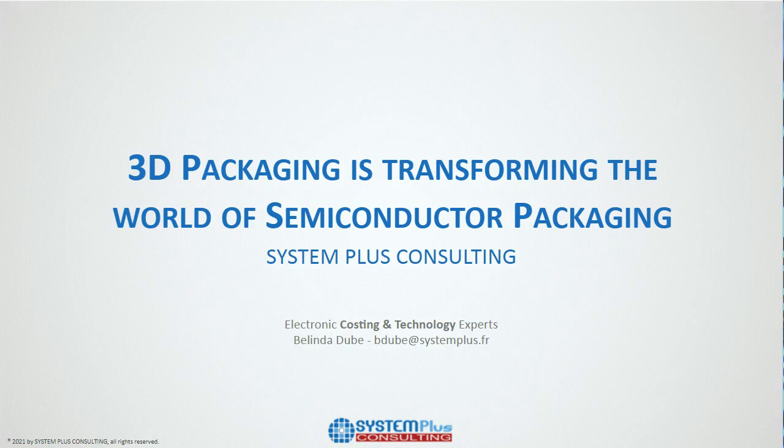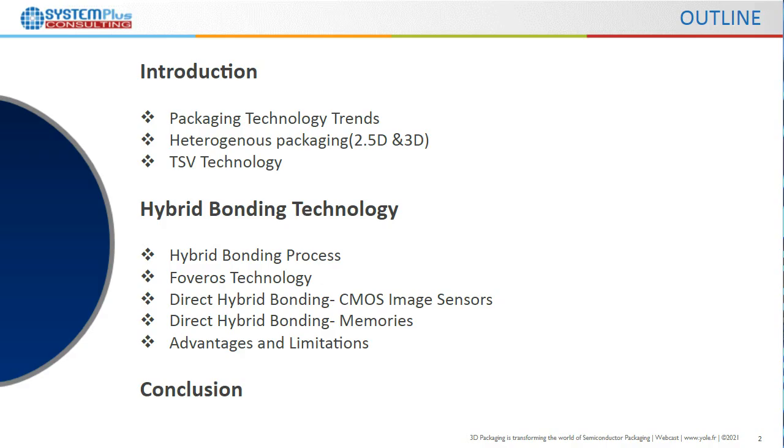I am mostly going to concentrate and highlight the hybrid bonding technology used in packaging. I'm going to first start with the introduction, where I look at the packaging trends, and we'll also look at the heterogeneous packaging, the 2D and the 3D type of packaging. We will also look at the TSV technology.